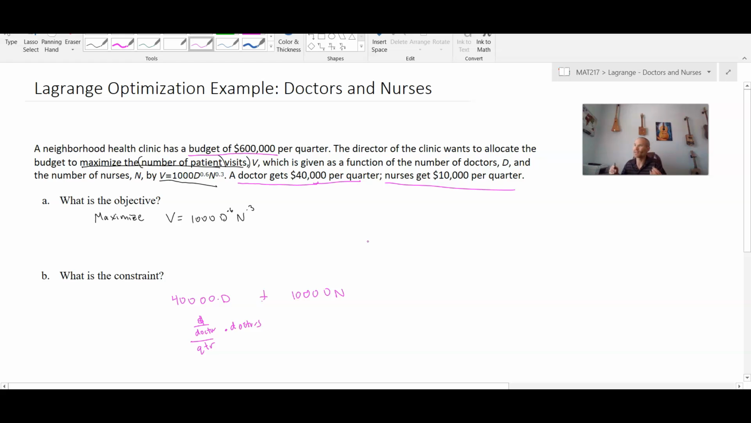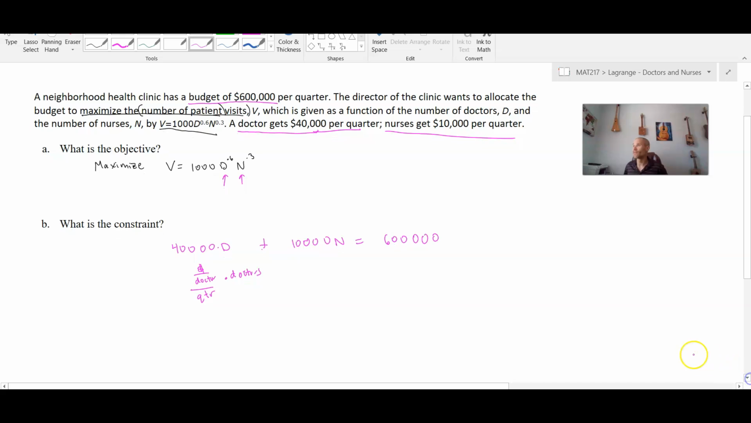But since we want to maximize this, the only way we'll be able to make V as big as possible is to make D and N as large as we possibly can. So let's use up the whole budget. If we use less of the budget, we'll hire fewer doctors and fewer nurses, which will lead to a fewer number of visits that we're allowed to cater to. So this will be 600,000. Now we're ready to solve this problem.